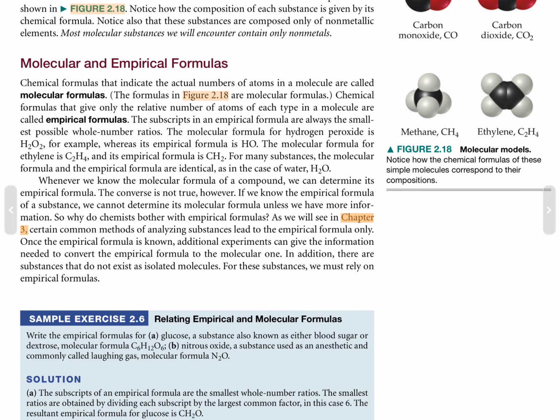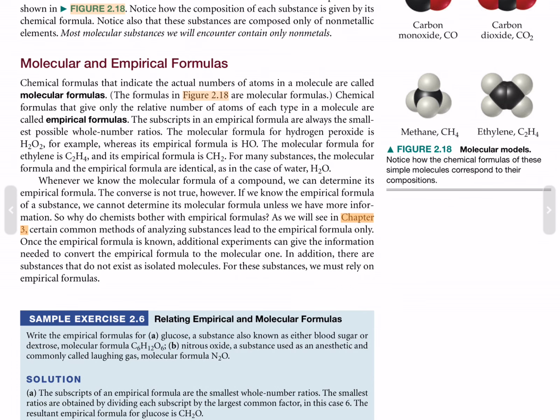For many substances, the molecular formula and the empirical formula are identical, as in the case of water, H2O. Whenever we know the molecular formula of a compound, we can determine its empirical formula. The converse is not true, however. If we know the empirical formula of a substance, we cannot determine its molecular formula unless we have more information.